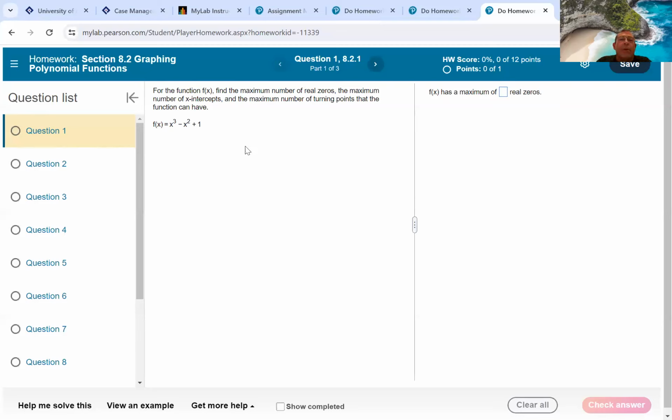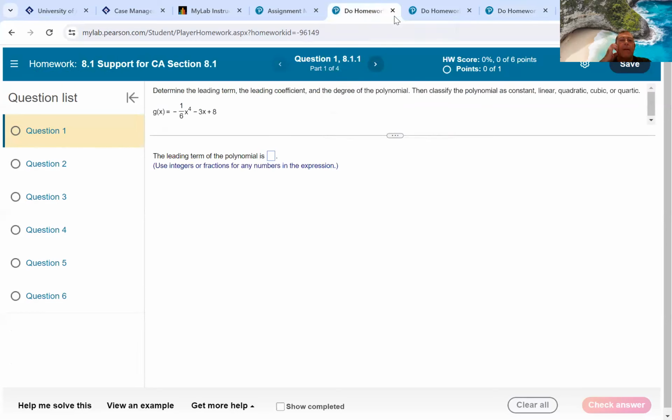All right, y'all. So here we go. Whoops, hang on. Let me get on the right one. All right, support for 8.1. Here we go. So they want me to determine the leading term, the leading coefficient, degree of the polynomial, and then we will classify it. So y'all, I'll knock out one, and then I'll have y'all start helping me on these.